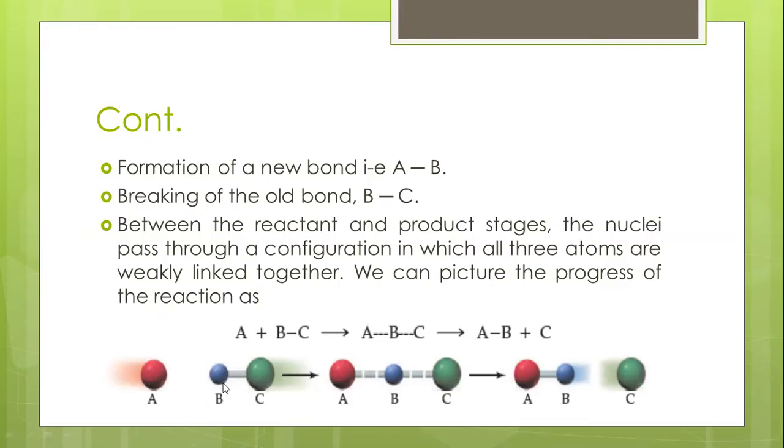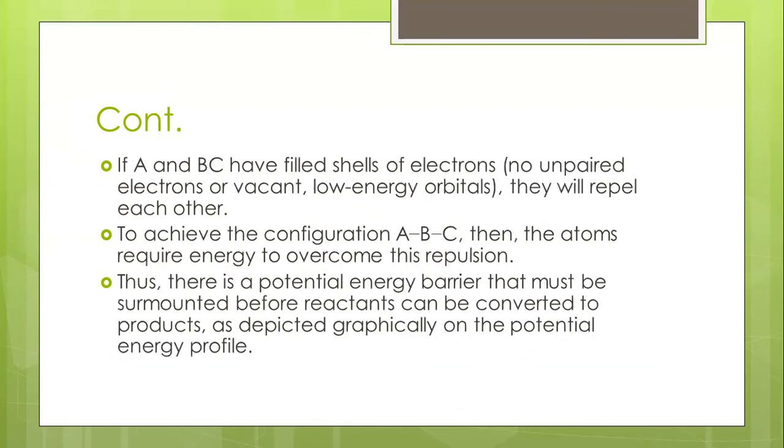In this diagram, we understand how A reacts with BC and forms an intermediate, and then there is formation of a new bond AB and breakdown of the bond BC at the same time, and as a result we have the product AB and C as a single atom.